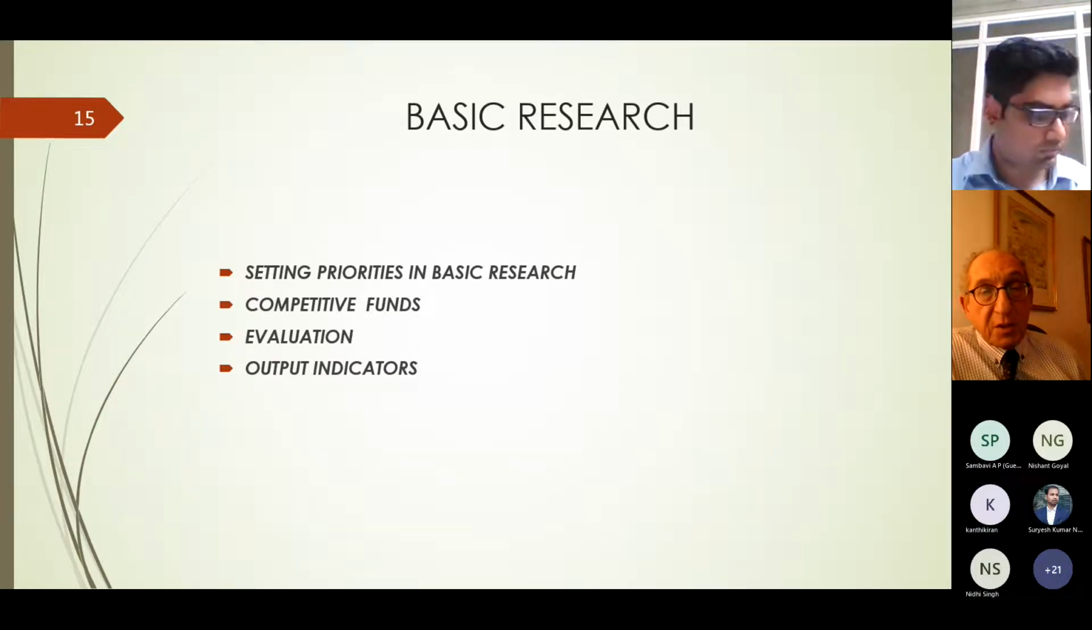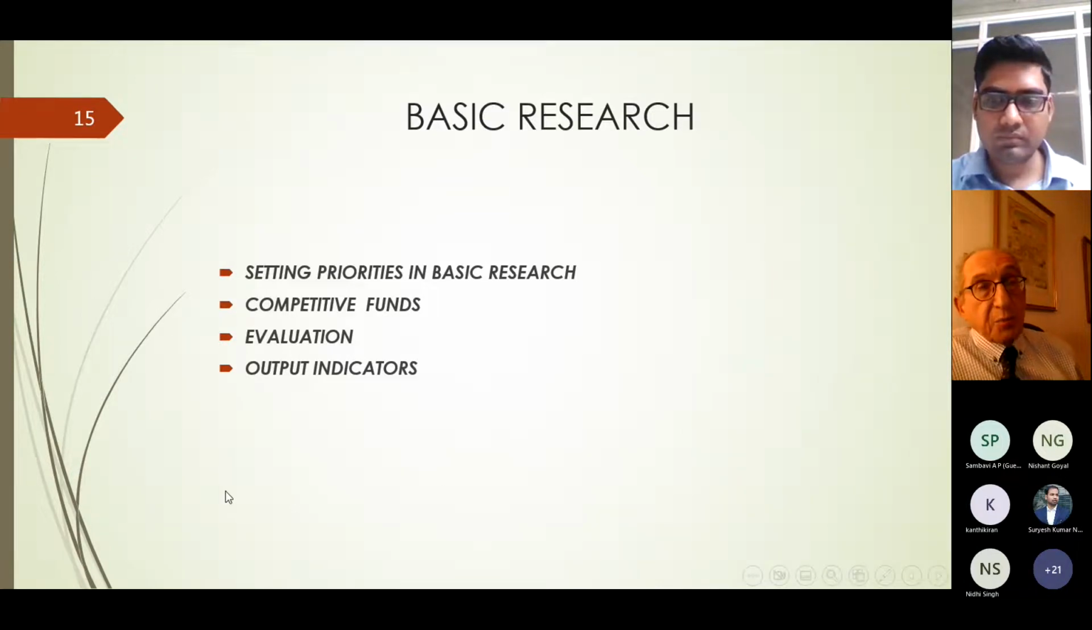The output indicators are mainly calculated from the number of PhDs granted in certain areas, and also publications. We were considering adding patent indicators, like theoretic patents, but it is only in discussion now. Next slide, please.